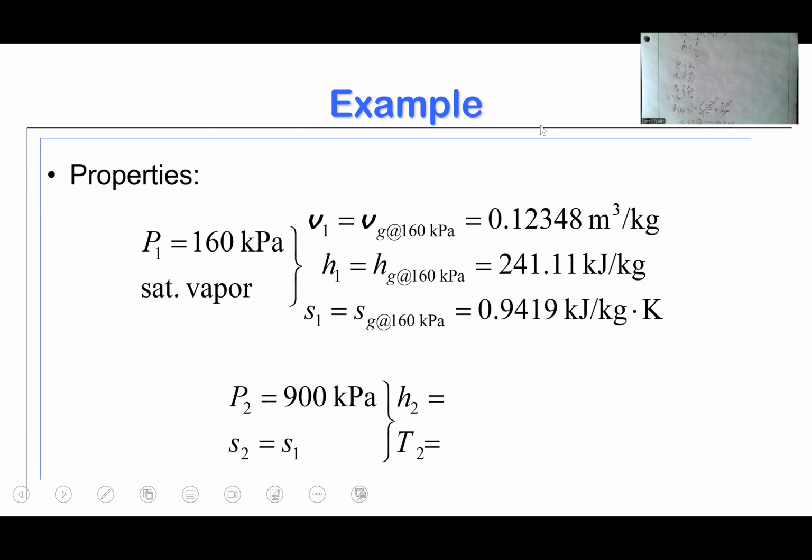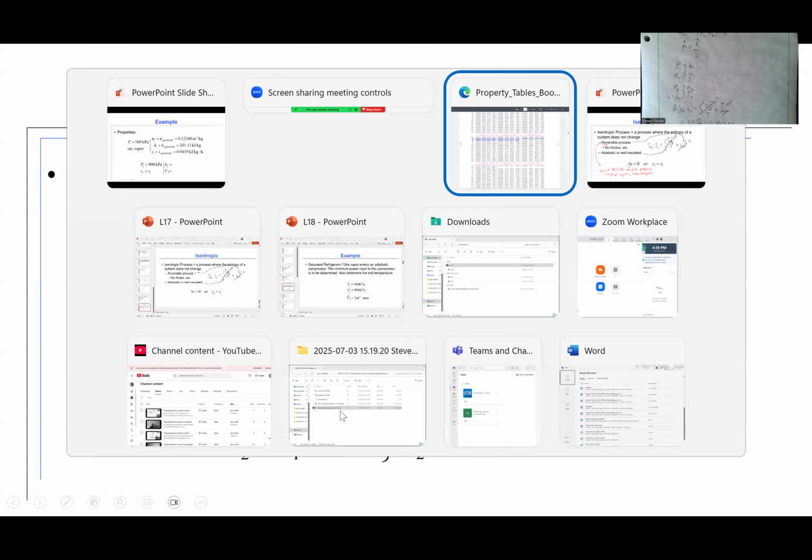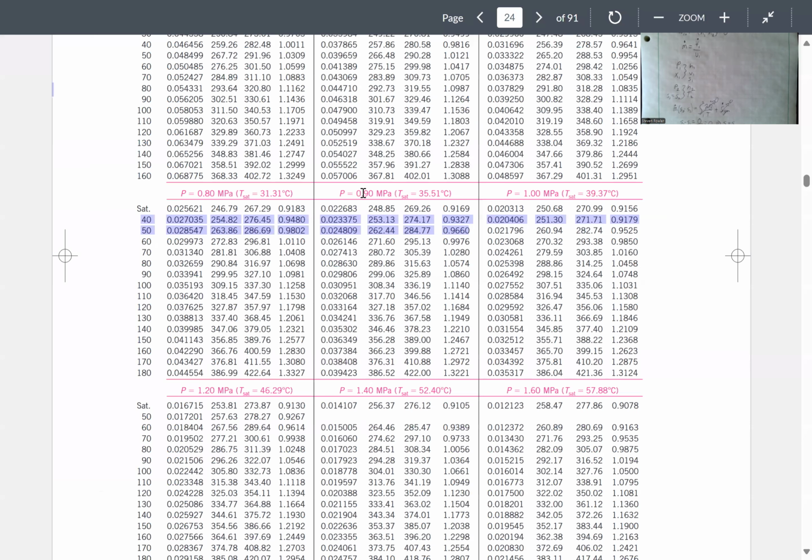Okay, so how do we get to state two? Well, if you go look, notice we're using this entropy value, 0.9419, and you might have something different. This is an older edition of the text, and the R134a values do change a little bit from edition to edition. But I'm using 0.9419 here for S2. So I'm looking at this pressure, 0.9 megapascals, 900 kilopascals. I have 0.9419. That's going to be between these two entropy values. So that means my enthalpy is going to be between these two values.